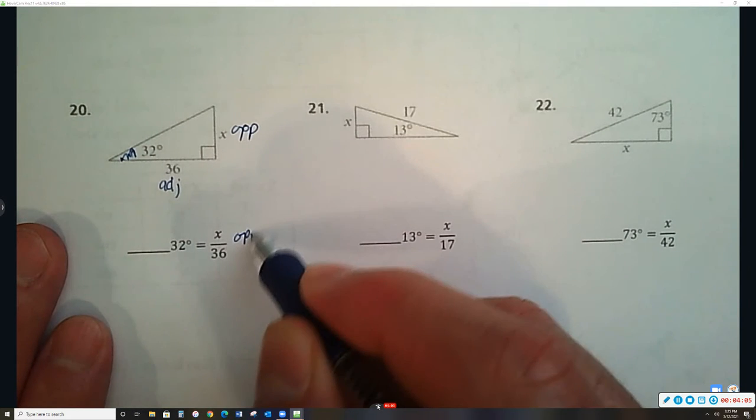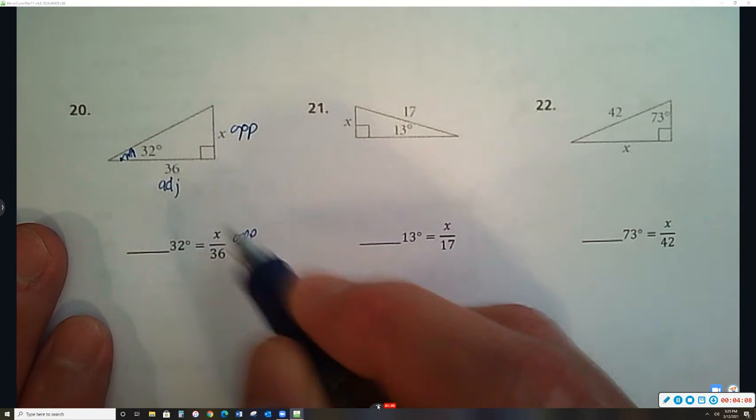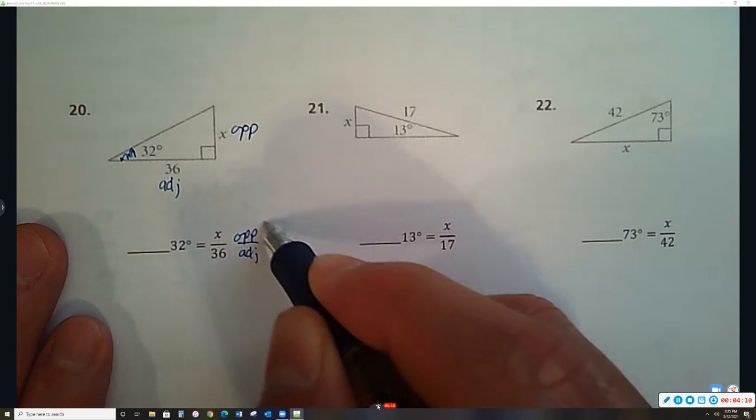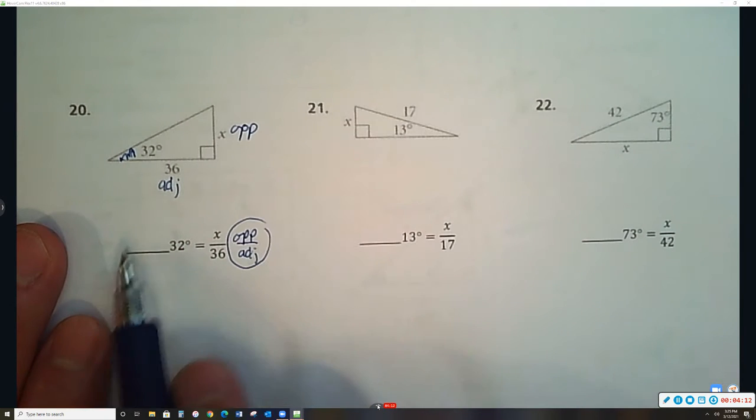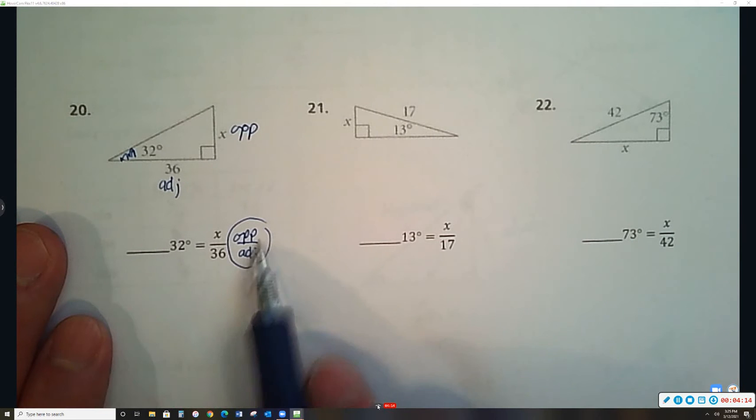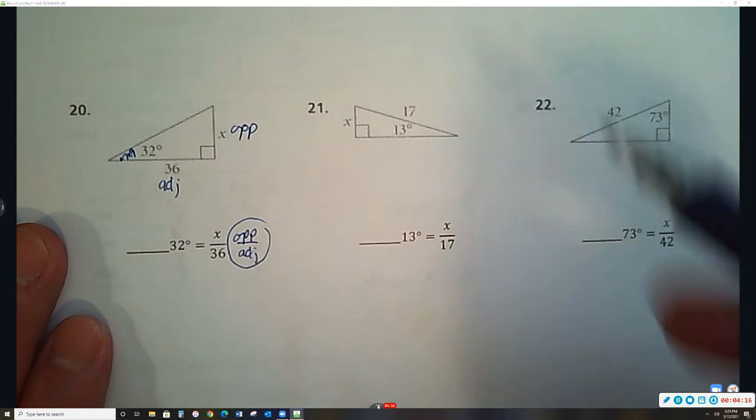But this is opposite. X is opposite. And 36 is adjacent. You write down which one it is. It's either sine, cosine, or tangent. But it's opposite over adjacent. Figure out which one it is.